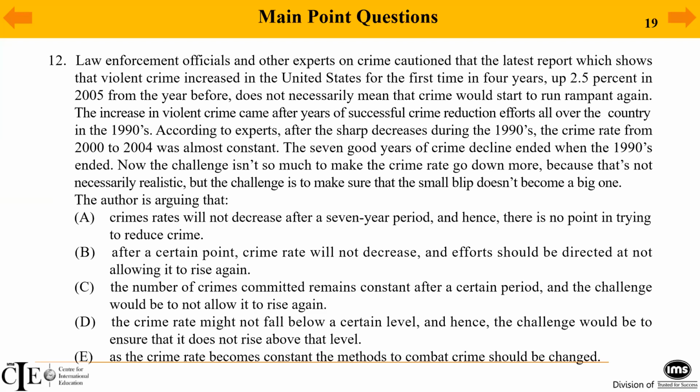After a certain point, crime rate will not decrease. The effort should be directed at not allowing it to rise again. This seems okay. The number of crimes committed remains constant after a certain period. So we are only talking about the rate of crimes, not the number of crimes. Okay, so C is not correct. Then D option is also crime rate might not fall below a certain level. This is similar to B, and hence the challenge would be to ensure that it does not rise above that level.